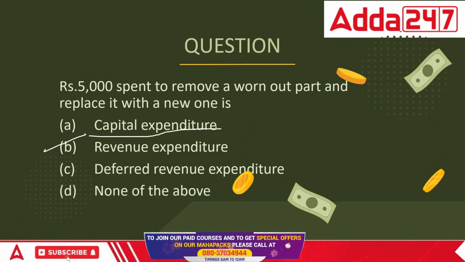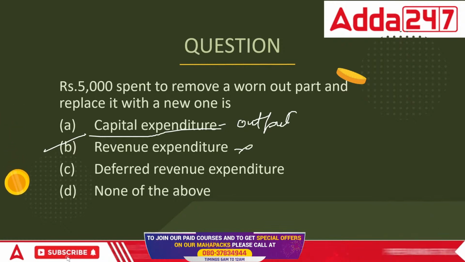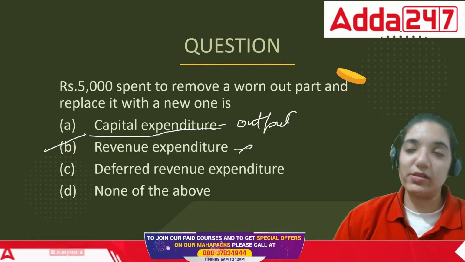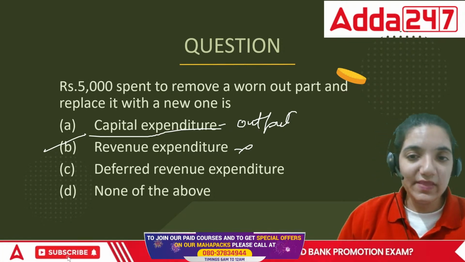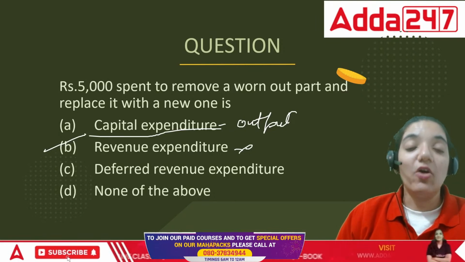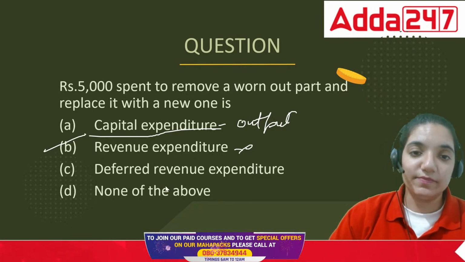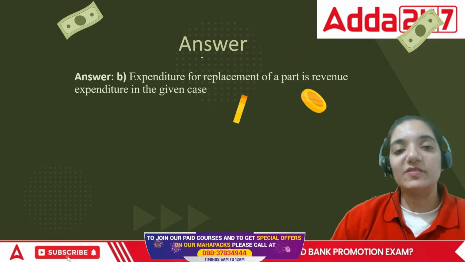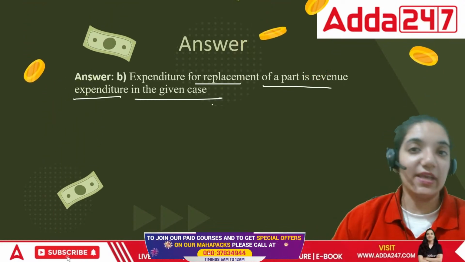Capital expenditure will increase the output of the thing. Revenue expenditure will not. And deferred revenue is when you did something really big for the organization today, which is going to benefit tomorrow as well. That's why we call it postponement or deferred revenue expenditure. Expenditure for replacement of part is revenue expenditure in the given case.